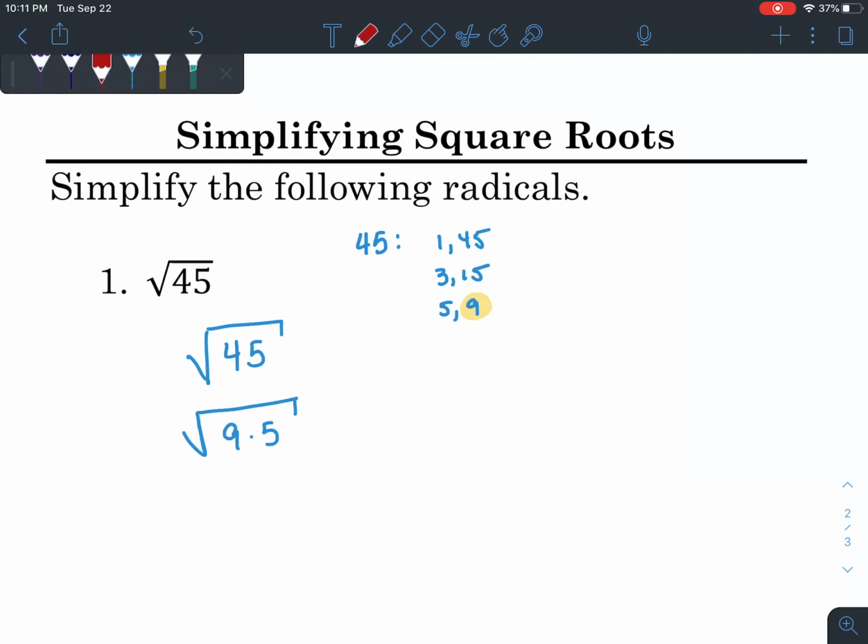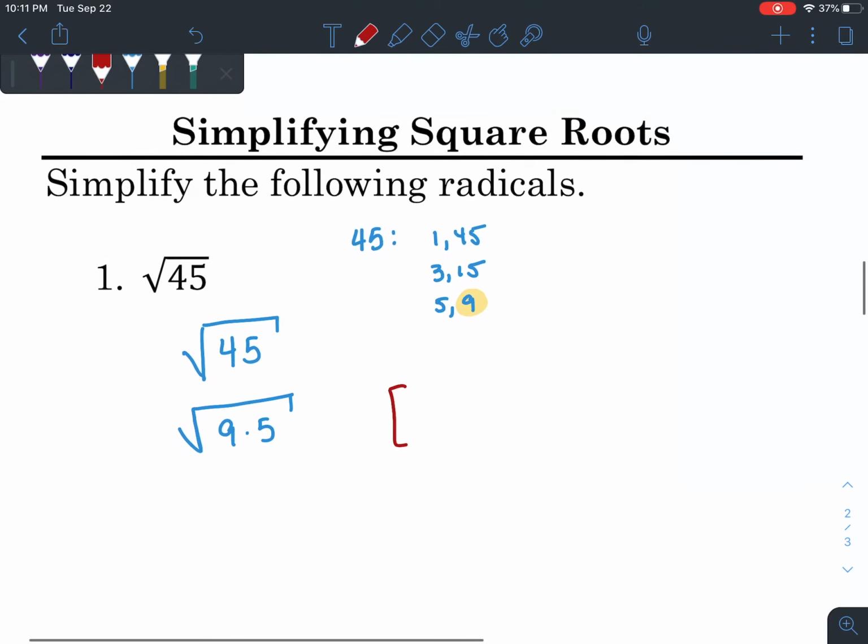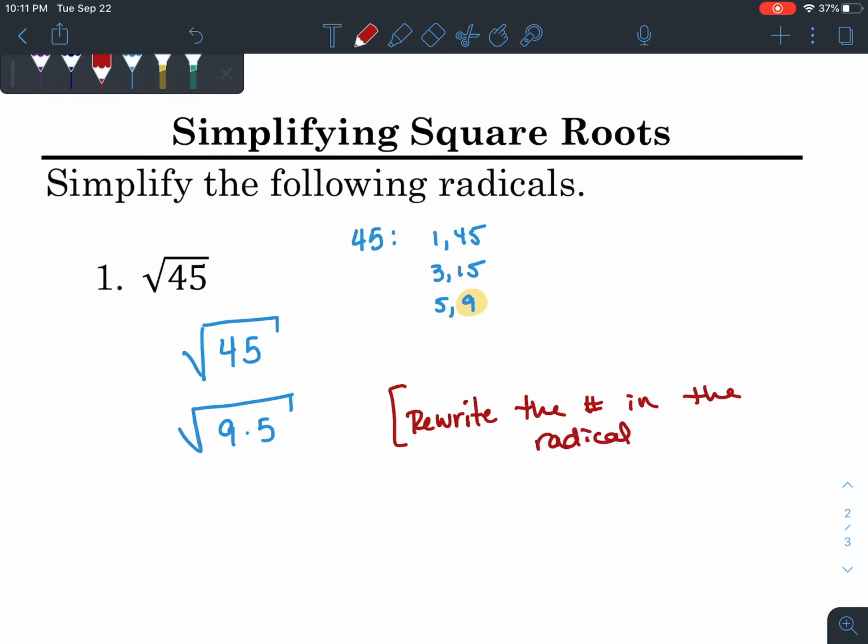So I'm just going to kind of note off to the side what we're doing here. I'm going to do it generally. Rewrite the number in the radical using a perfect square factor.